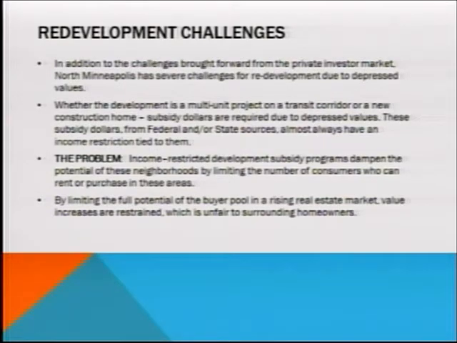The problem, income-restricted development subsidy programs dampen the potential of these neighborhoods by limiting the number of consumers who can rent or purchase in these areas. I recently had a house for sale at 4150 Upton Avenue North. I had 5 families, including 2 that wanted to stay in their neighborhood. They specifically wanted a new construction home with 3 bedrooms on 1 level for their growing family. They wanted to transition out of 1.5-story homes. They were ineligible to buy these houses because they made just over $95,000 a year as owner-occupants. They made too much money to buy in a challenged neighborhood.